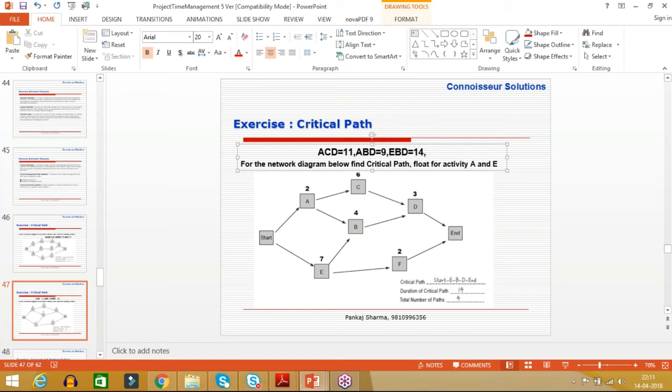What is the length of EF? 9. Now, what is the critical path here? EBD. It's the critical path. If somebody asks you what is the duration of this project, you can say 14 days, right?